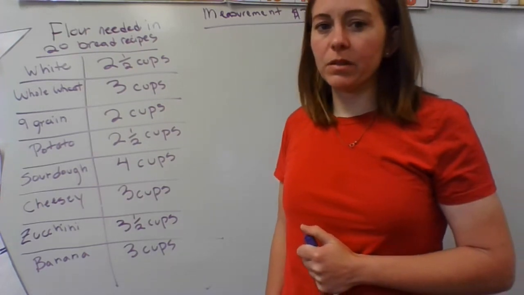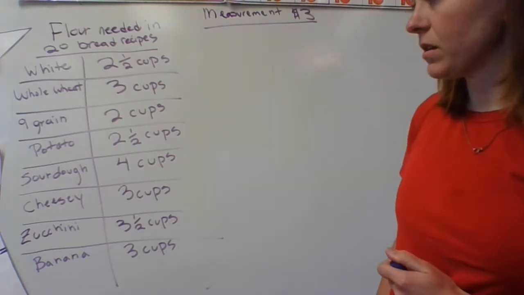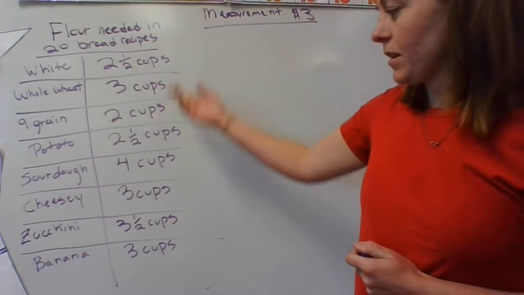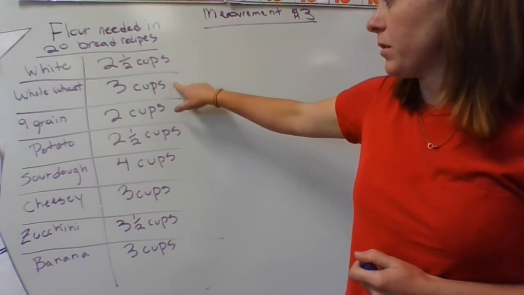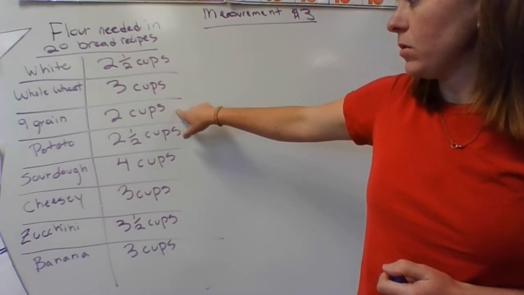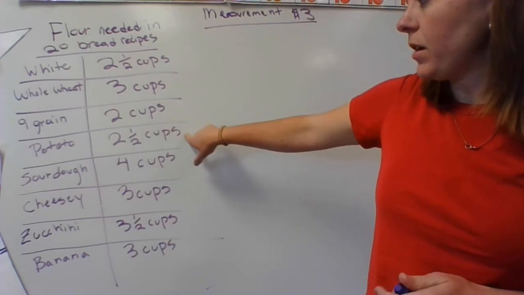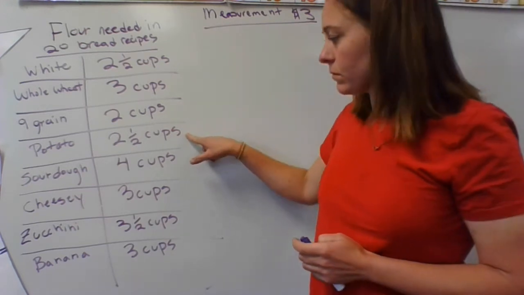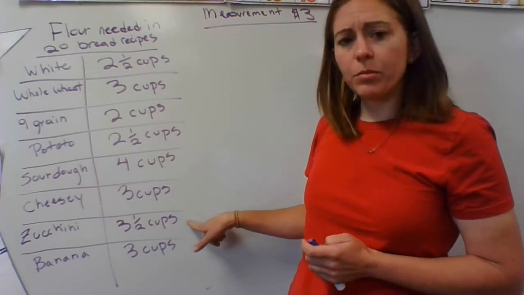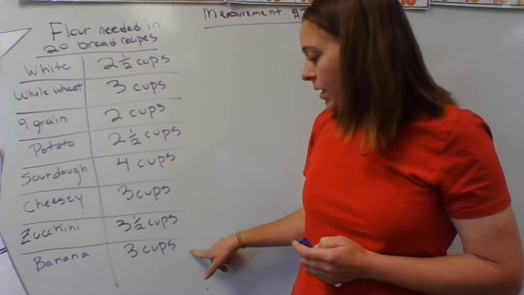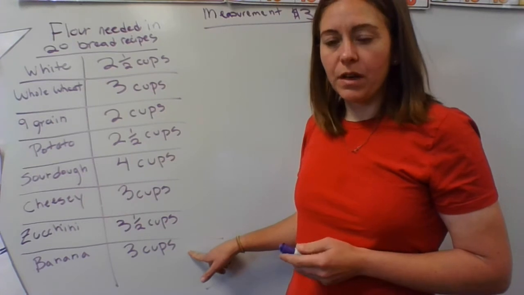I didn't find 20 because they wouldn't fit on the board here, but I found as many as I could that would fit in our space. White bread with 2.5 cups, whole wheat with 3 cups, 9 grain with 2 cups of flour, potato bread with 2.5 cups, sourdough 4 cups, cheesy bread 3 cups, zucchini bread 3.5, and banana bread used 3 cups of flour.